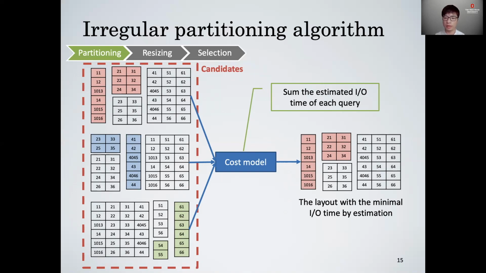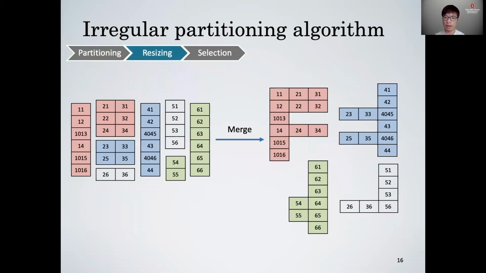So we generate the 4 partitions shown on the right of this slide. We continue to split the 4 partitions until further partitioning cannot reduce the estimated I/O time. At the end of the partitioning phase, we generate many rectangular partitions shown on the left of these slides.